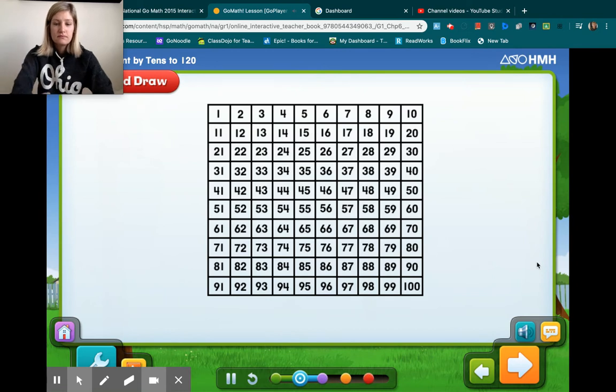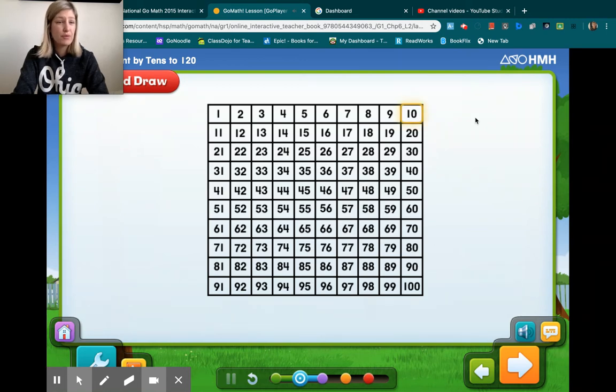Let's use a 100 chart to count forward by tens, starting from 10. Click the first row to start counting. 10, 20, 30, 40, 50, 60, 70, 80, 90, 100. Do you see a pattern in the numbers counted? All the numbers that were counted are in the same column, and they all have a 0 in the ones place. What number would come before 10 in the pattern? Click 10 to find out.